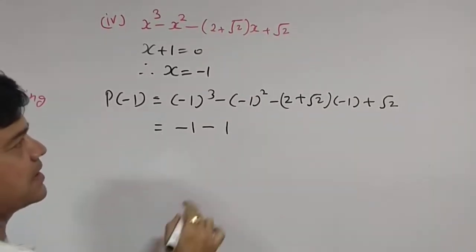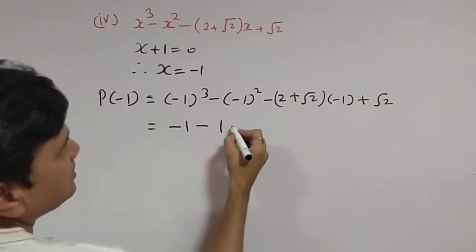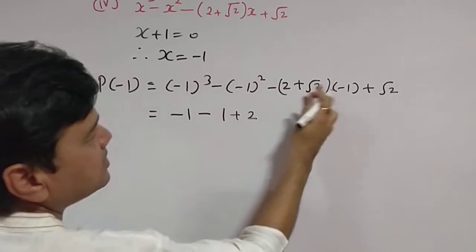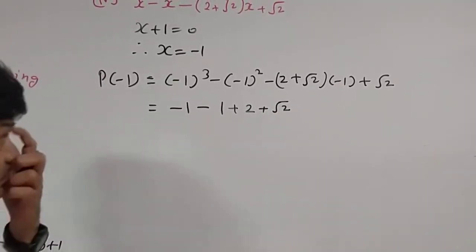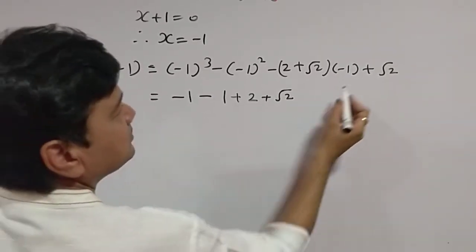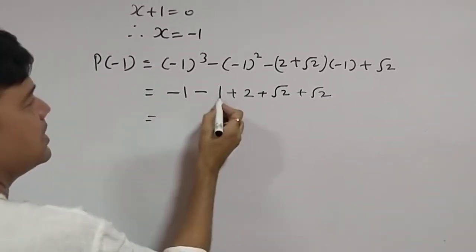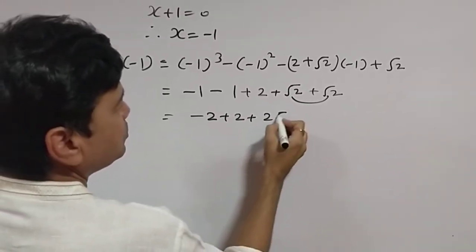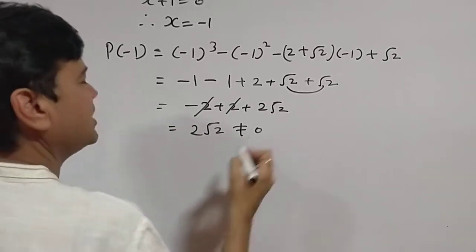But this remains minus because minus remains as it is. Minus 1 square is plus 1. Minus 2 into minus 1 is plus 2. Minus into plus, minus root 2, and then plus root 2. Minus 1 minus 2 plus 2, root 2 plus root 2 is 2 root 2. These two are cancelled. Answer is 2 root 2, which is not equal to 0.